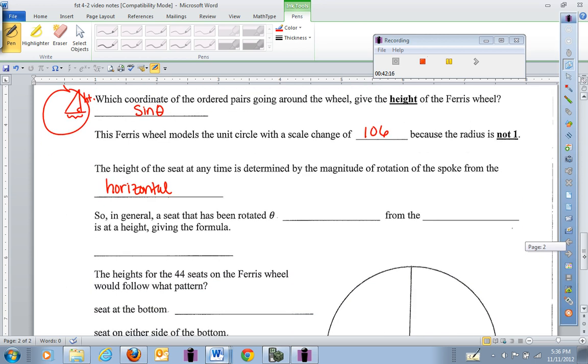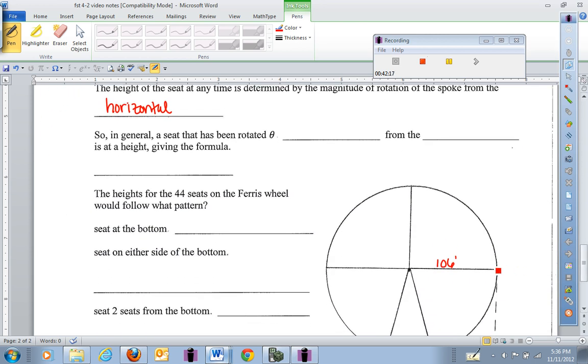Okay, let me show you what that looks like. You're going to start here, and you're going to move it around, and it's going to go round and round from there. So instead of this being cosine 0, sine 0, this is 106 times the cosine of 0, comma, 106 times the sine of 0. Not theta, but 0. Okay, so that's the ordered pair there.